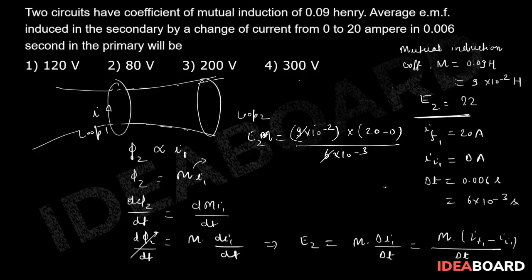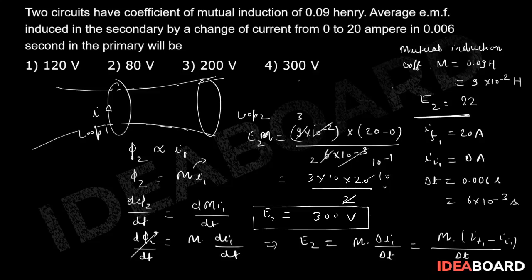So 3 and 2 will be cancelled out. This is 10 to the power minus 3, this is 10 to the power minus 2, this will give you 10 to the power minus 1, which will go in the numerator. So this will be 3 into 10 into 20 by 2. So this will be cancelled out. So finally you got 300 volts. So the value of induced EMF in the secondary coil because of the change in the current in the primary coil is 300 volts. So which option is the right value? Option number 4 is the right choice.